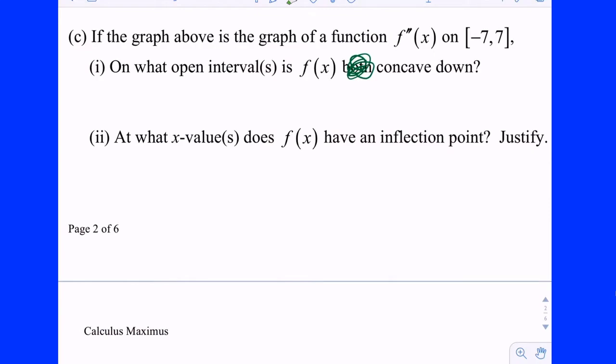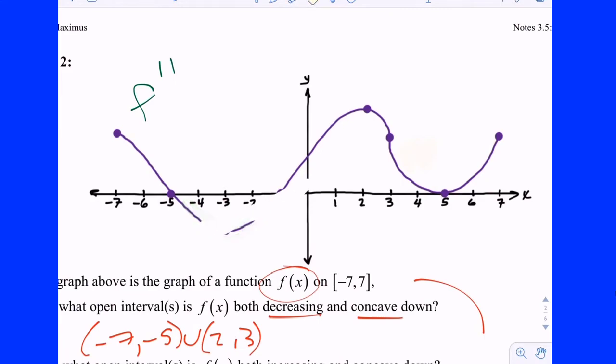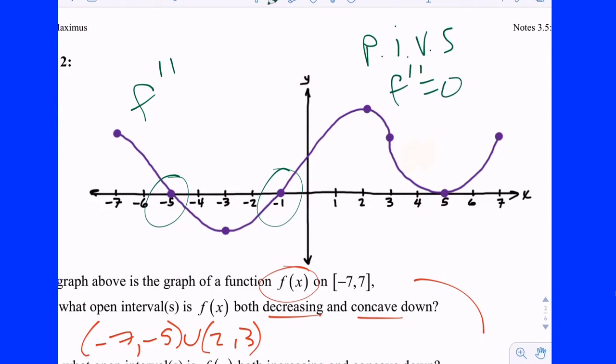At what values of x does f of x have an inflection point? F is going to have an inflection point when f double prime changes signs, which is going to be at -5, -1, and that's it. What are the PIVs? The PIVs are where f double prime equals 0 or DNE. That's going to be -5, -1, and 5.